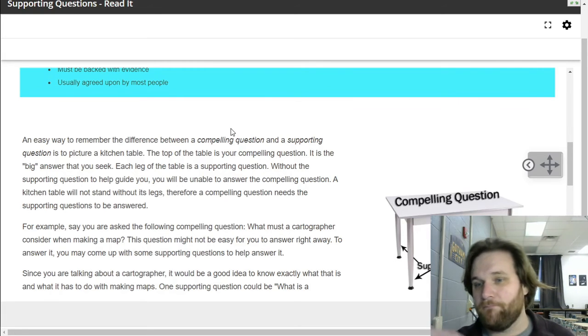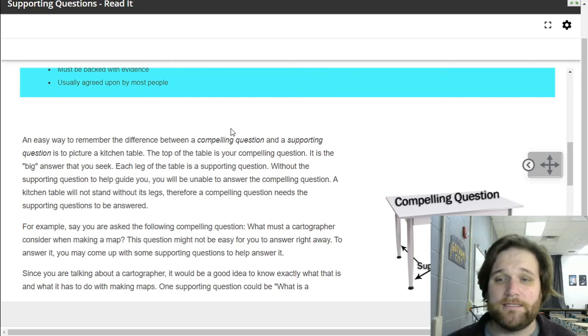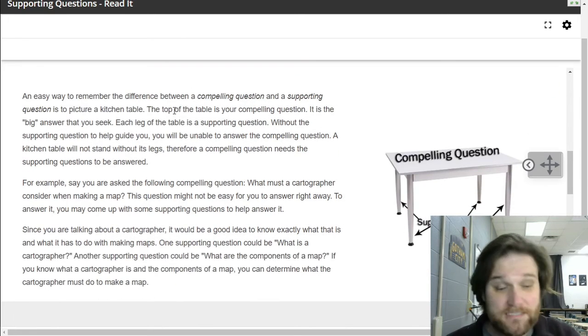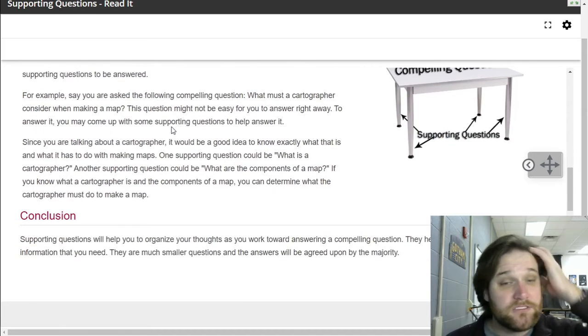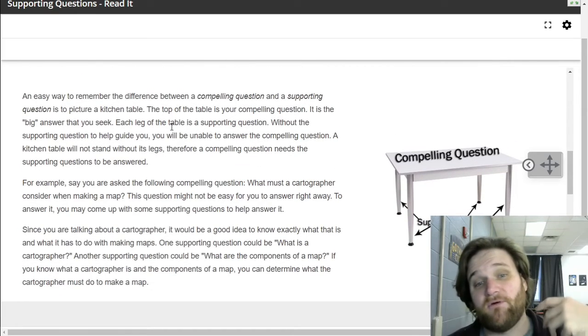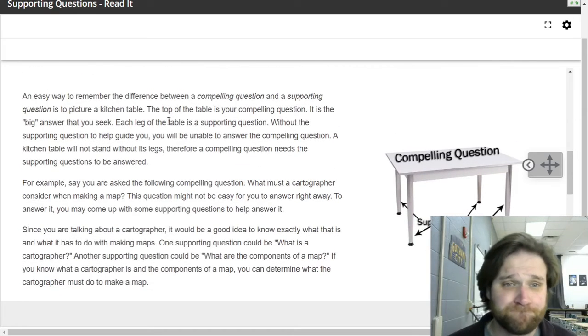Compelling would be the one that is more open-ended. Supporting is going to be concrete. Compelling is going to be a little bit abstract. And that's honestly the best way I know to think about it. So we have to look at what is this as far as geography.